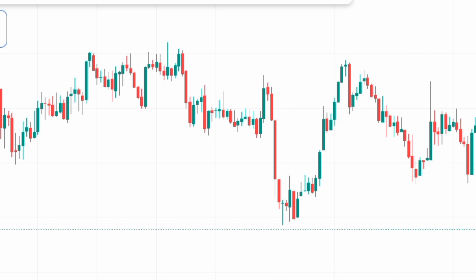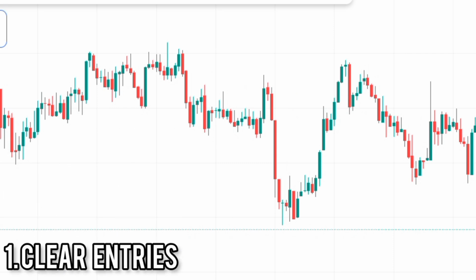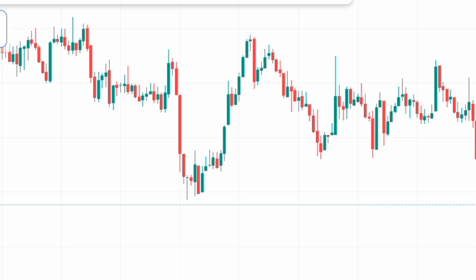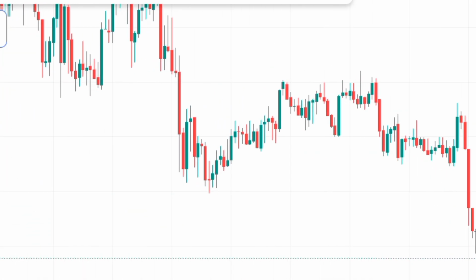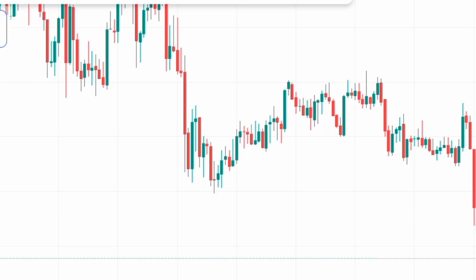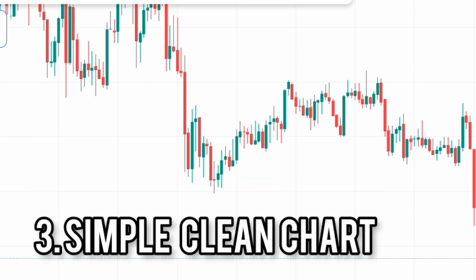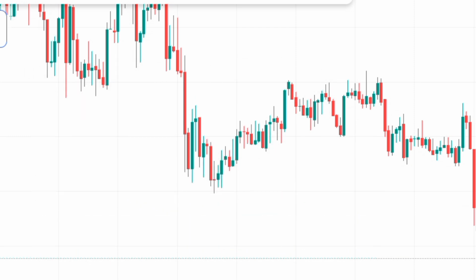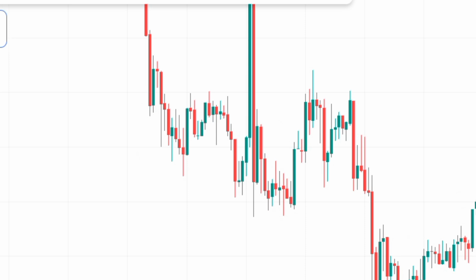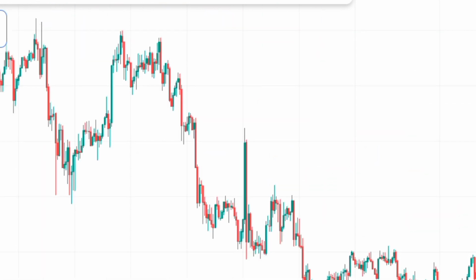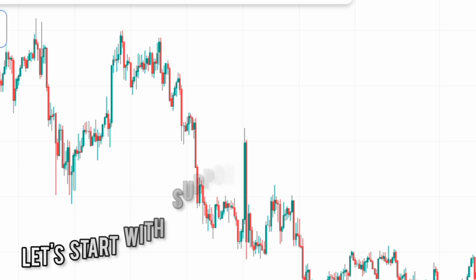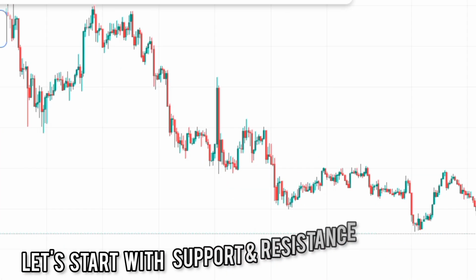And learning price action gives you first, clear entries, okay? Second, better risk management. Third, it gives you a simple clean chart. And lastly, it gives you more confidence, okay? When you really understand price action, it gives you confidence when you are trading. Before any strategy, you need the basics, okay?